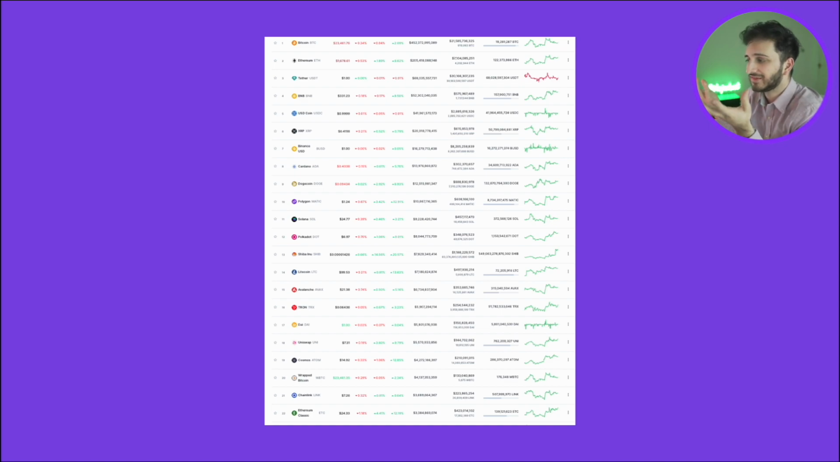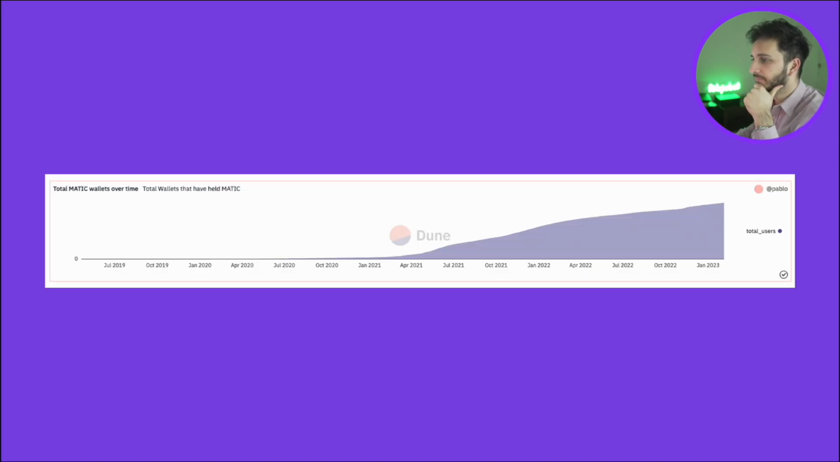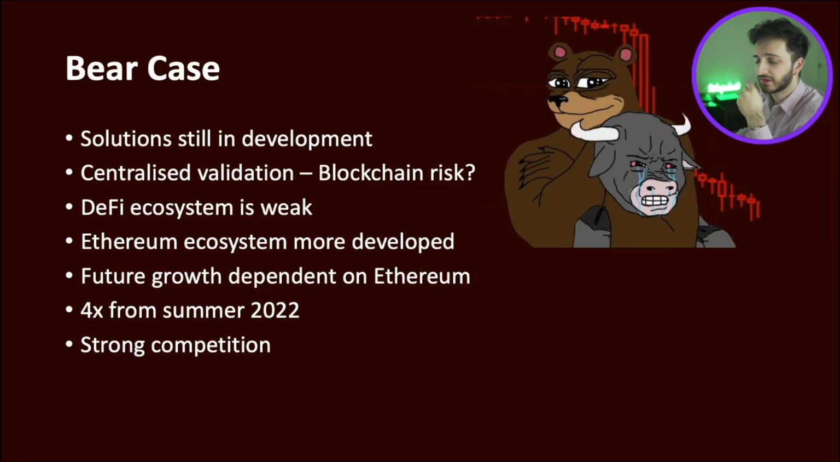So yeah, let's see kind of what the potential upside is for Polygon. Who knows, really? We'll have to wait and see about that. One thing that I can show you is that the total number of Matic wallets over time is just up only. And yeah, I think Matic, or the Polygon network, has a lot going for it.